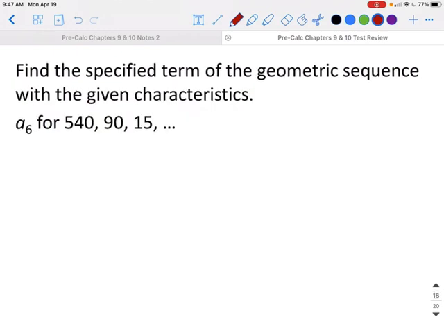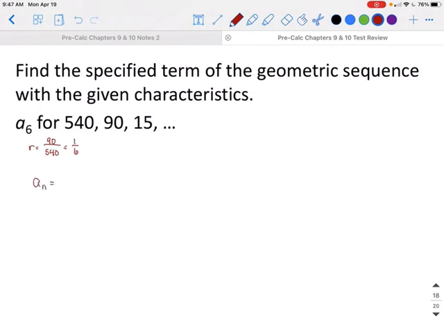Find the specified term of the geometric sequence with the given characteristics. So we want to find the value of a sub 6. First, we're going to find our common ratio. So we can do the second term minus the first term. And this is going to give us a common ratio of 1/6.